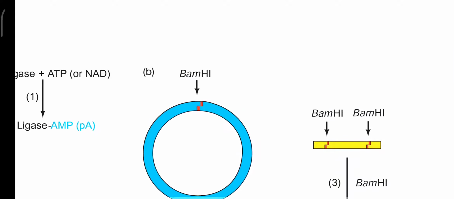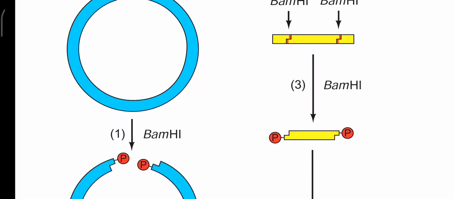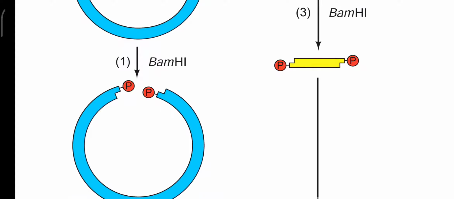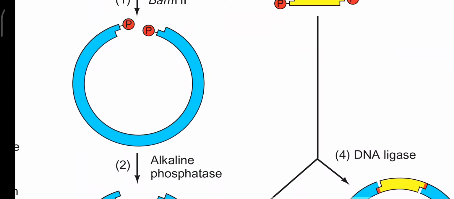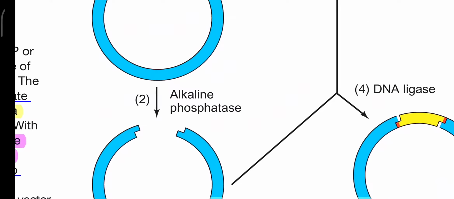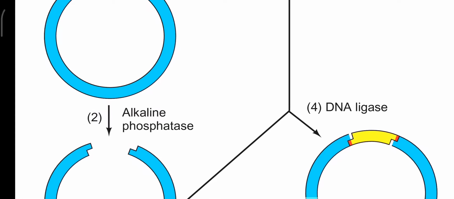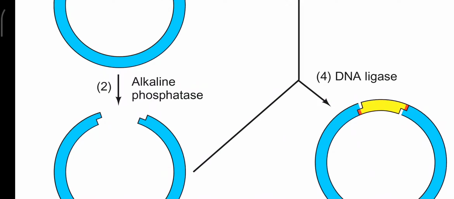In this case, we are using fragments of the target gene and the vector. But to prevent the self-joining of the two regions in the vector, we need to remove the phosphate group. Once this phosphate group is removed, it will not be ligated by this enzyme.